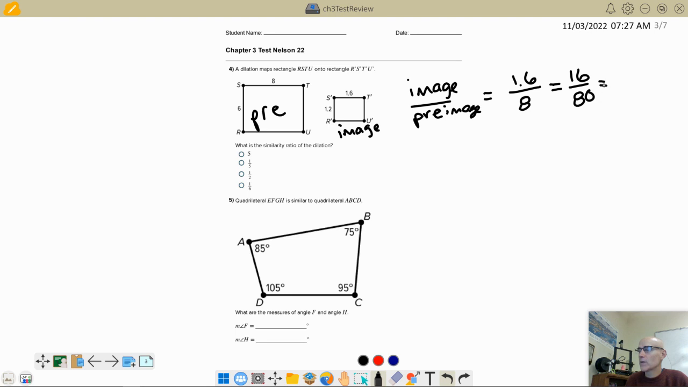Still a little difficult to see what's happening here. 4 goes into 16 4 times. 4 goes into 80 20 times. Oh, now I'm there. 4 goes into 4 1 time. 4 goes into 20 5 times. So my scale factor is 1/5.